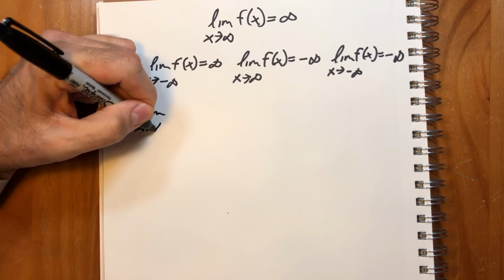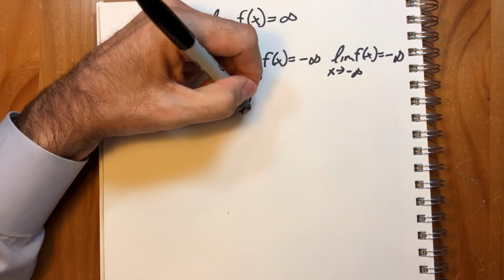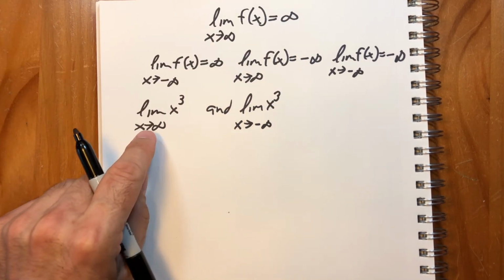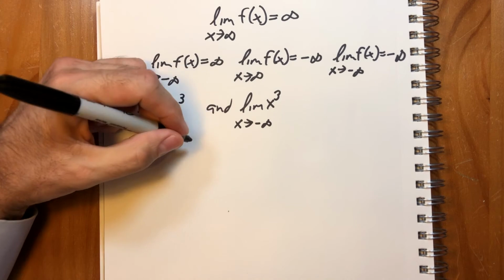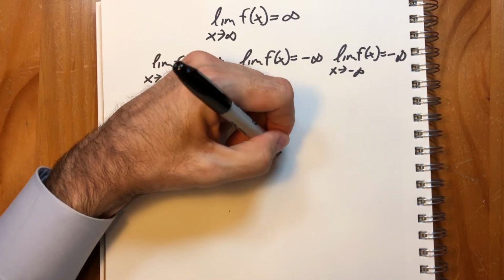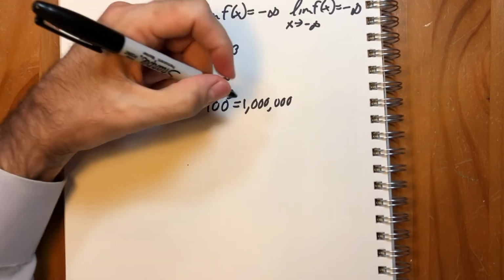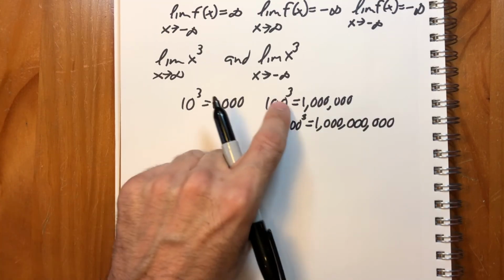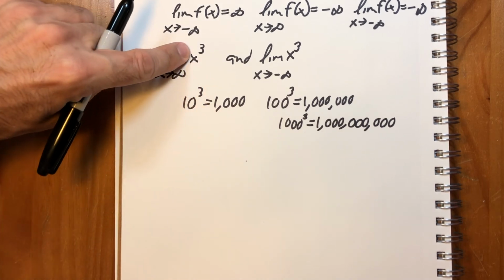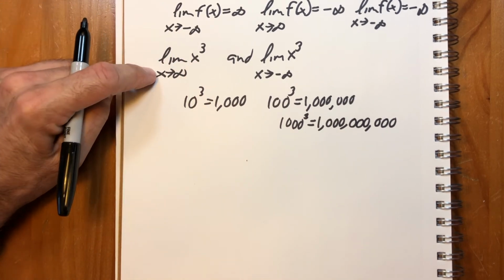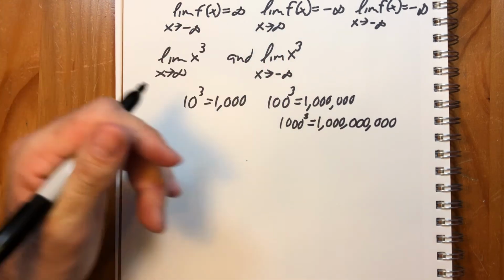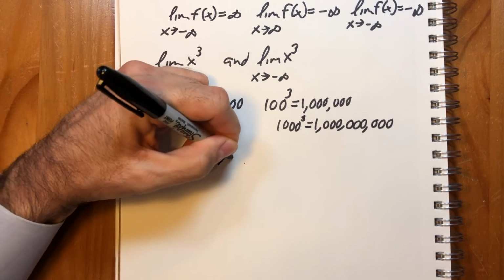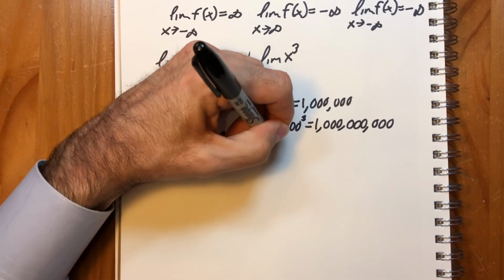So what about the limit as x approaches infinity of x cubed and the limit as x approaches minus infinity of x cubed? Well, when x becomes large, then x cubed also becomes large, right? 10 to the third equals 1,000. 100 to the third equals 1,000,000, and 1,000 to the third equals 1,000,000,000. And in fact, we can make x to the third arbitrarily large by just increasing x. The more we increase x, the more x to the third increases. So that tells us that the limit as x approaches infinity of x to the third equals infinity.